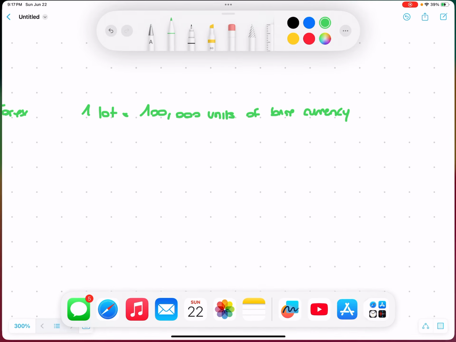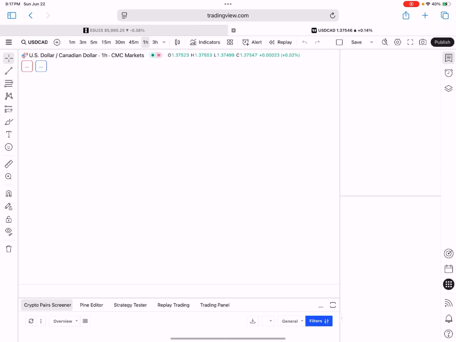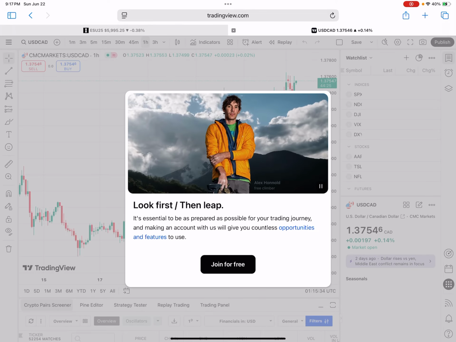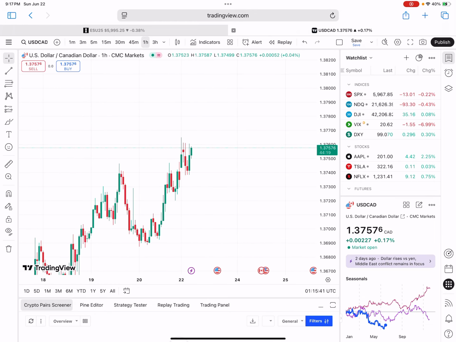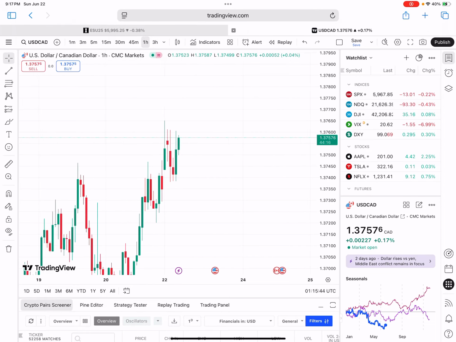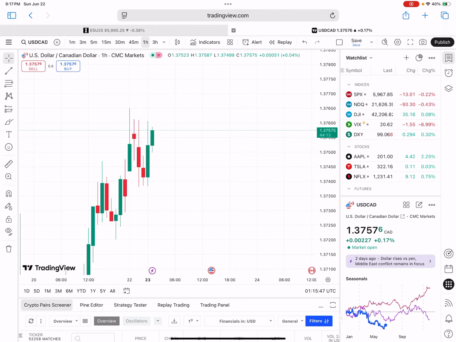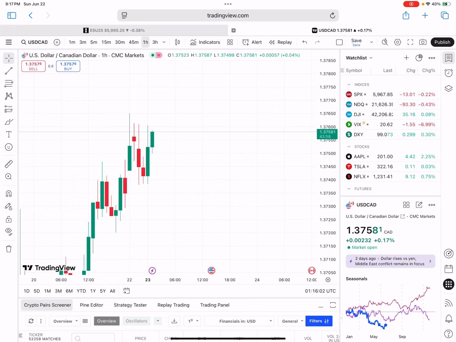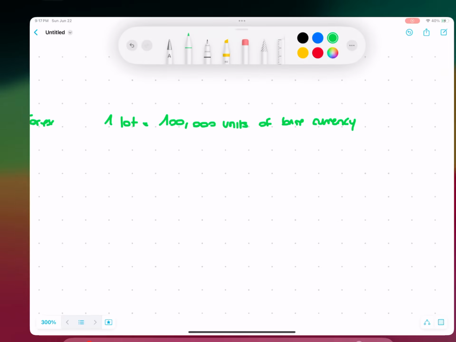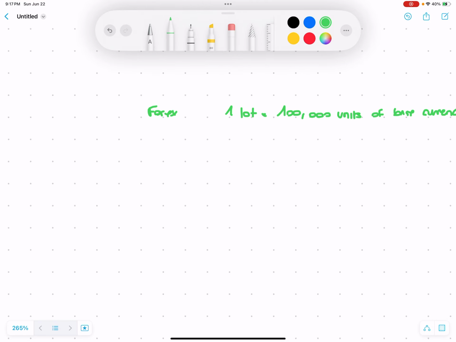What does that mean? If I'm trading, let's say, USD CAD, and I decide to enter a buy position with one lot, I'm essentially buying this 100,000 times. That's all it means. If you enter with 5 lots, you're buying this at $1.37, 500,000 times. Simple as that. So 1 lot is equal to 100,000 units of the base currency.